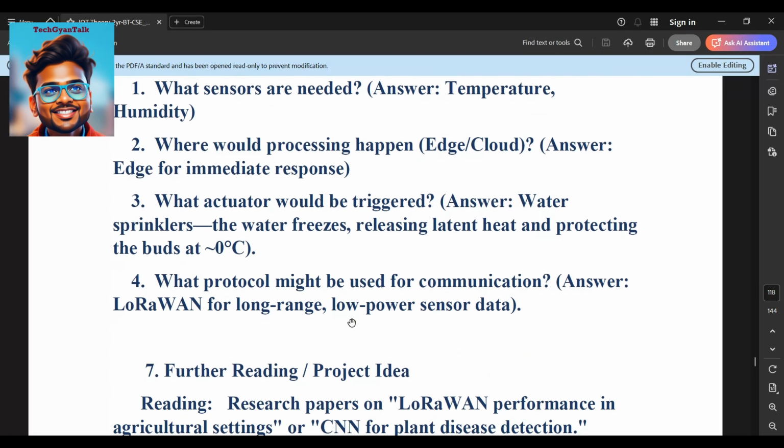What actuator would be triggered? Answer: water sprinklers. The water freezes, releasing latent heat and protecting the buds at 0 degrees centigrade. What protocol might be used for communication? Answer: LoRa or LoRaWAN for long range and low power sensor data.